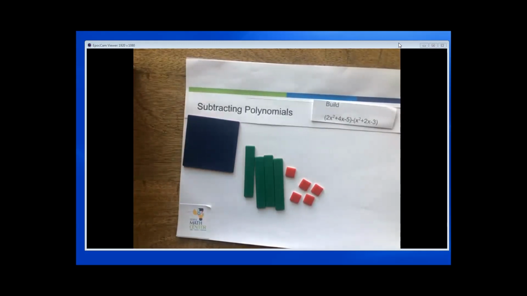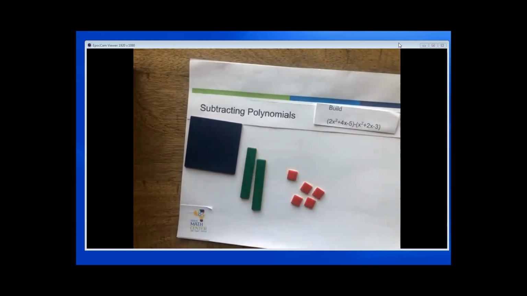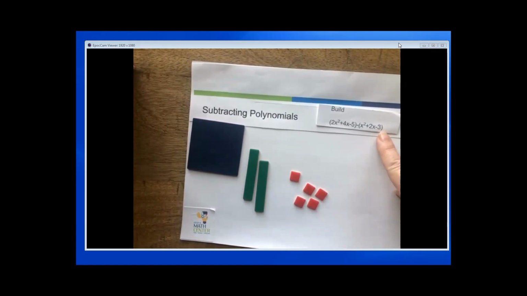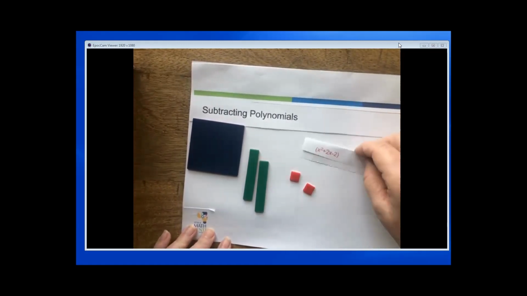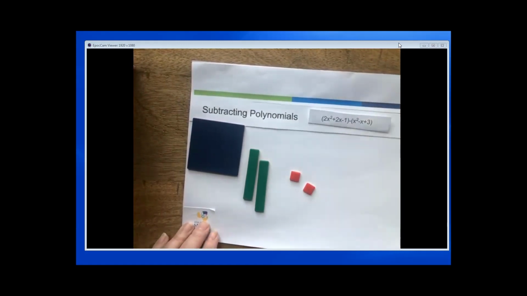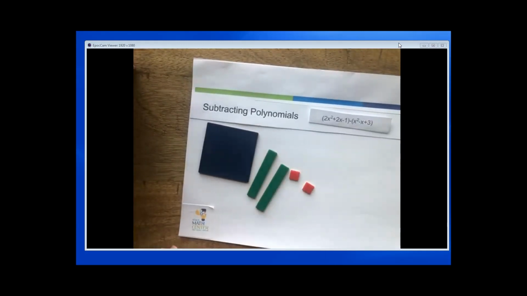Let's see if we can take away 2x. And let's see if we can take away negative 3. X squared plus 2x minus 2. And thinking of it as take away worked really nicely in this example. It won't work in all the examples. Let's check this one out.